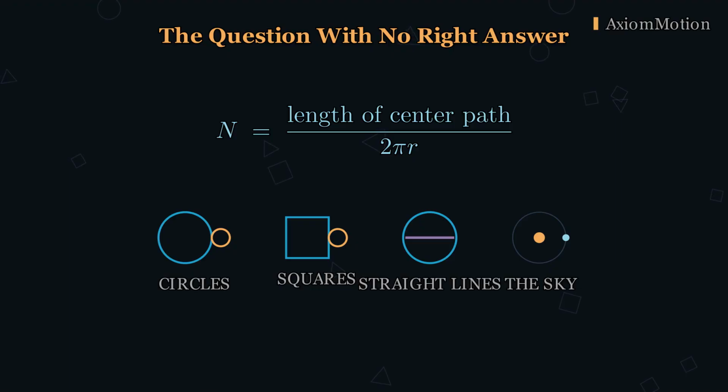One formula that counts rotations for any rolling circle, around circles, around squares, around any simple closed convex track. And at the end, the same formula will tell us something surprising about how the Earth itself spins.